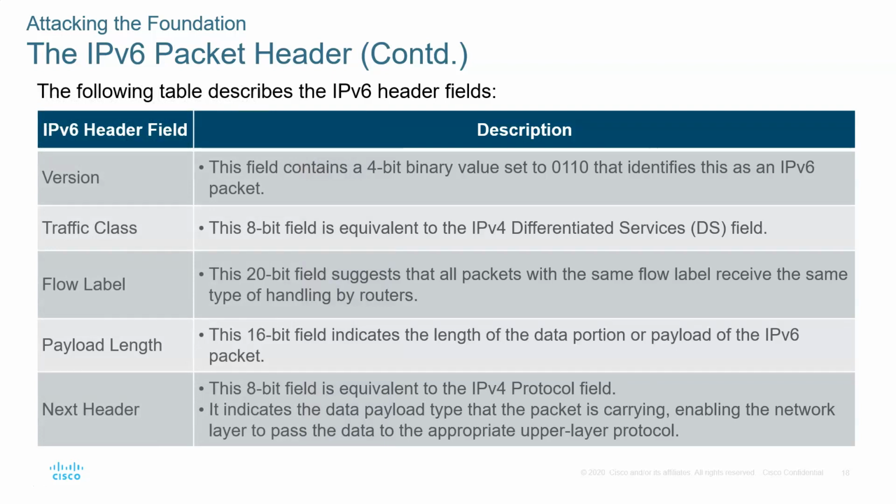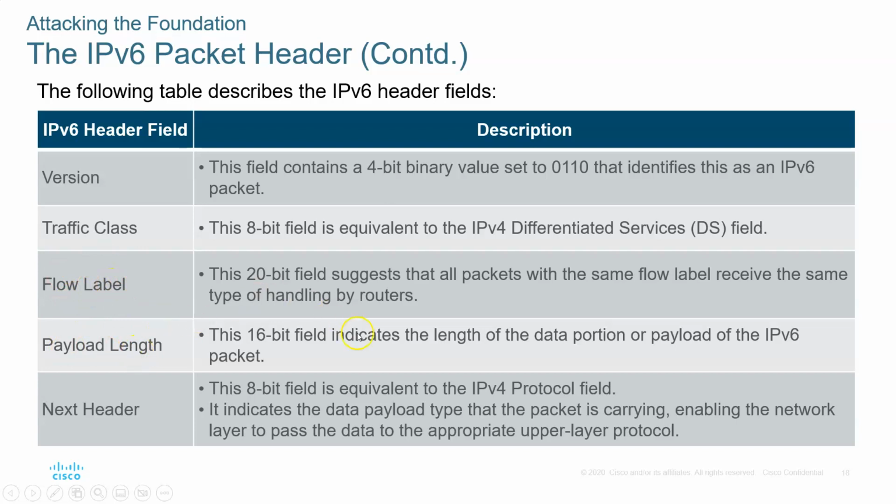The version identifies it's version 6, so you'll have the 0110 in there. The traffic class is equivalent to the quality of service DS in IPv4, so depending on the number in there, it will tell the routers to either expedite the packet if there's traffic or not. Flow label is a 20-bit field that does the same: all the packets with the same flow receive the same type of handling by the routers. So the flow label and the traffic class go together to get the packet moving as quickly as possible, depending on the number that's in there.